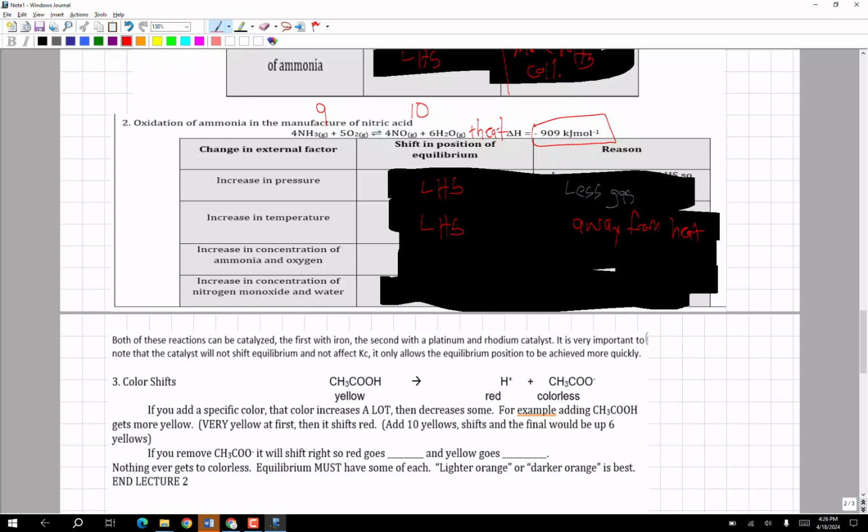Increase the concentration of ammonia and oxygen. So it's going to shift to the right-hand side. More collisions on left-hand side. Increase the concentration of nitrogen monoxide and water. Increasing these, it's going to shift to the left-hand side. And that's going to be more collisions, thus more reactions for NO and H2O.